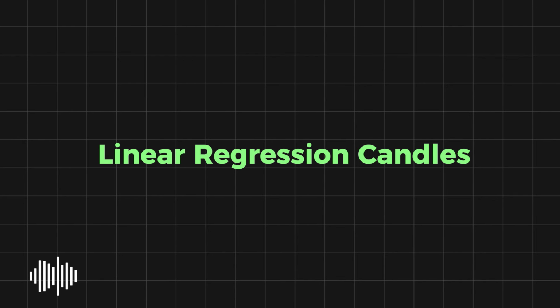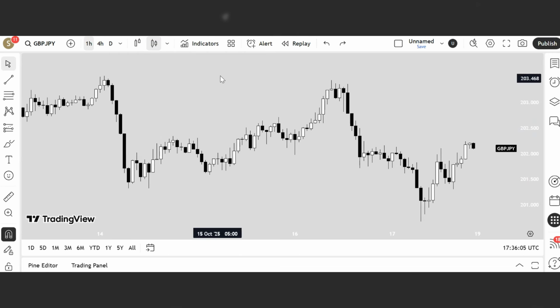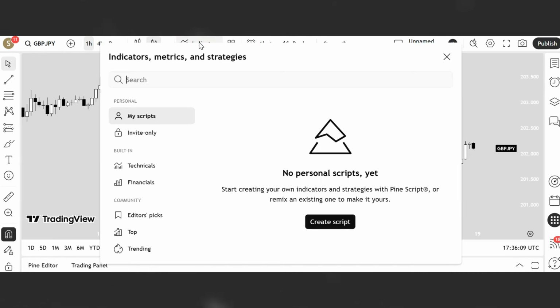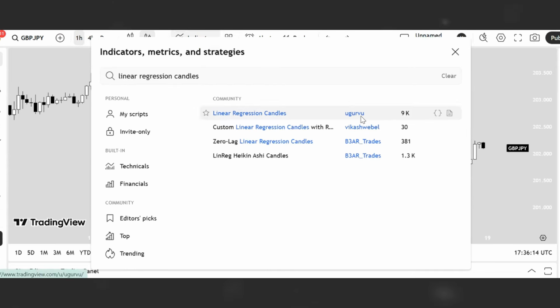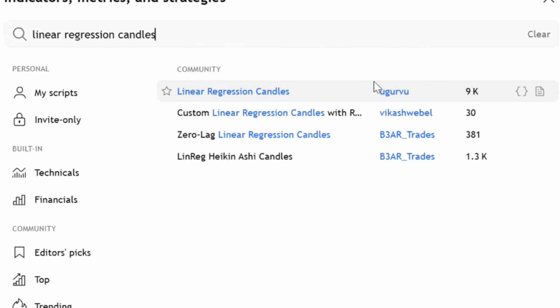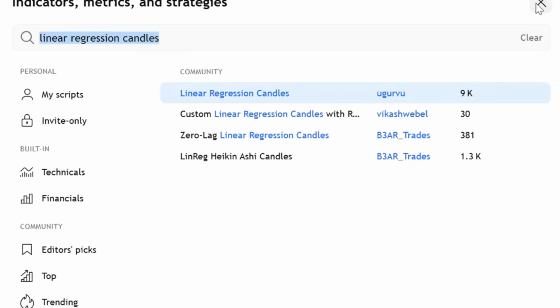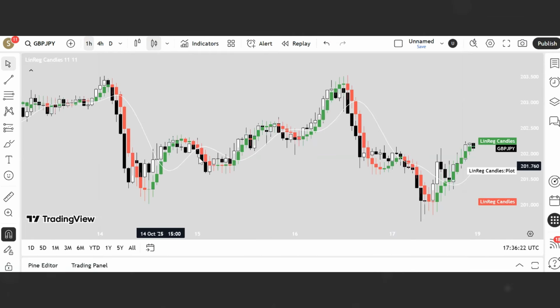Linear regression candles. Alright traders, first thing we need to do is click on indicators at the top of our TradingView chart. Then search for linear regression candles. Make sure to pick the one created by UGURVU. That's the correct one. Click it and now it's added to your chart. Now take a look. You'll see another set of candles overlaid on your normal candlestick chart.